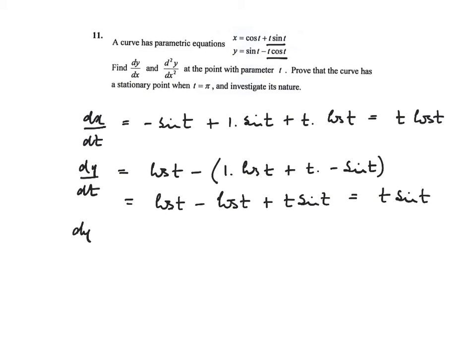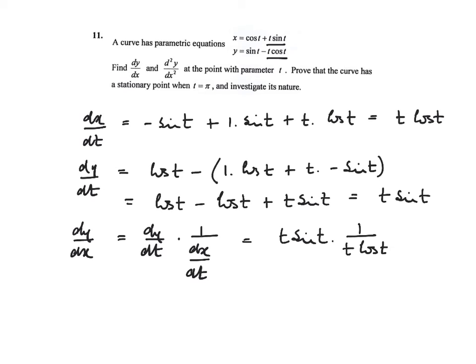Now dy by dx is dy by dt times 1 over dx by dt. So it's t sine t times 1 over t cos t. T's cancel out, we've got sine t over cos t, and that is tan of t.